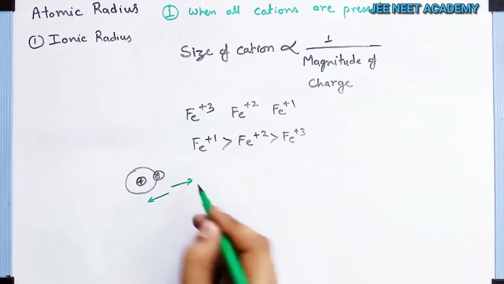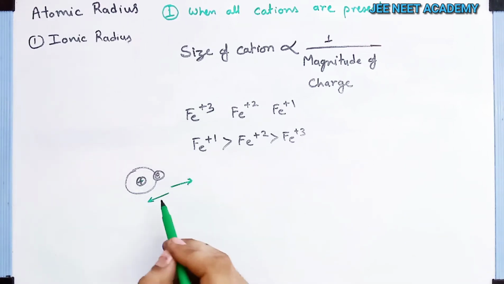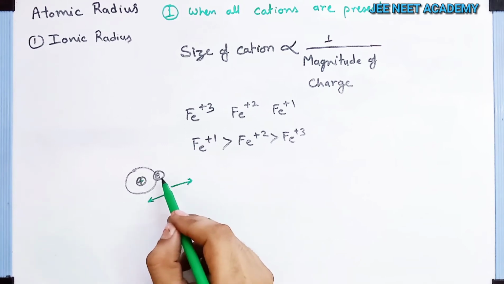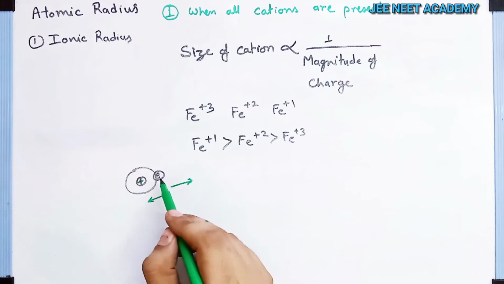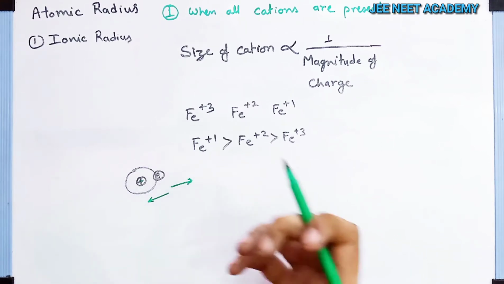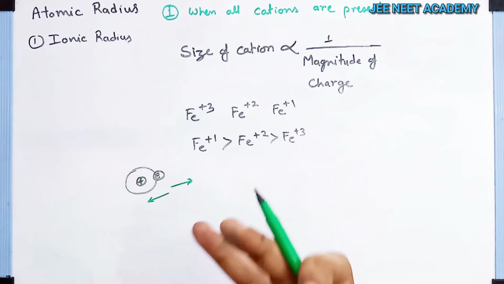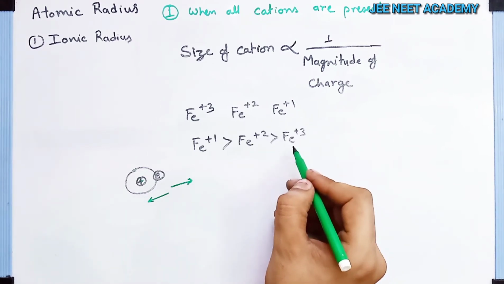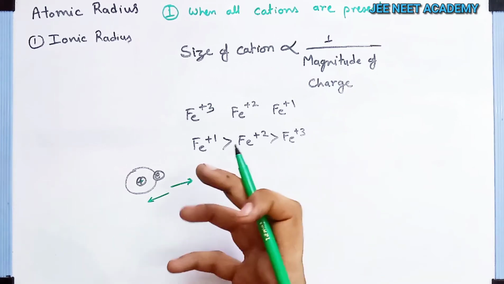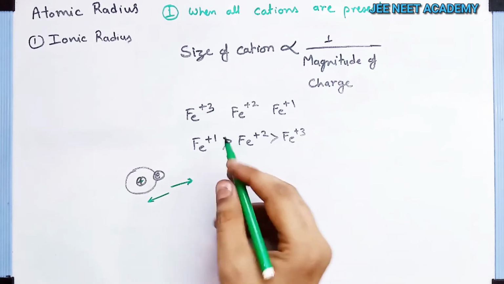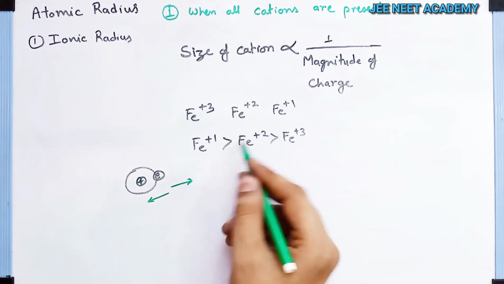So this force is always the same, but the repulsion changes as the number of electrons changes. When more electrons are there, they can push more outward, and so the size of the cation will be more. Here fewer electrons are there, so it will push less, so the size of the cation will be less compared to plus 1 and plus 2.